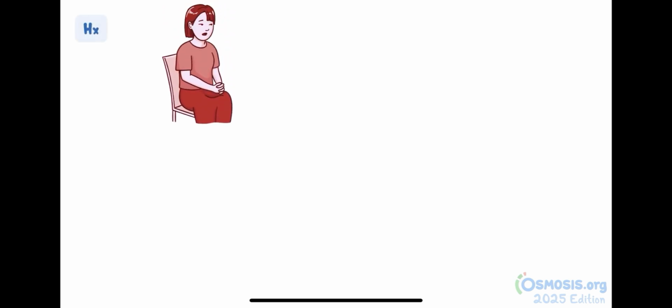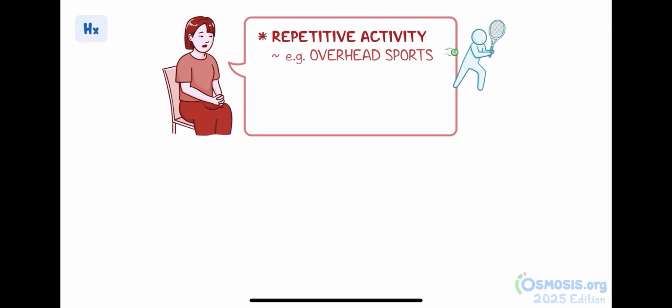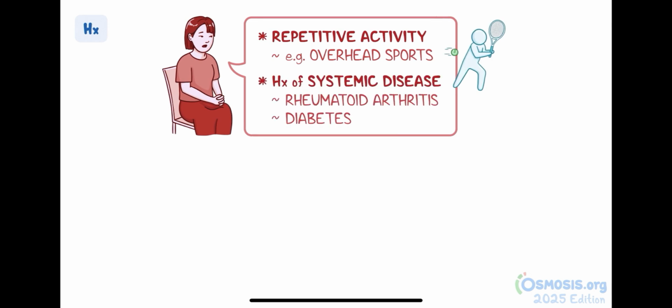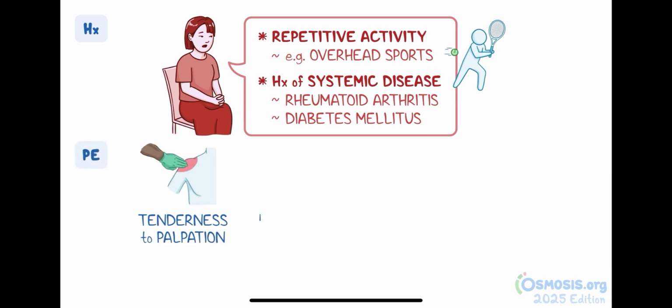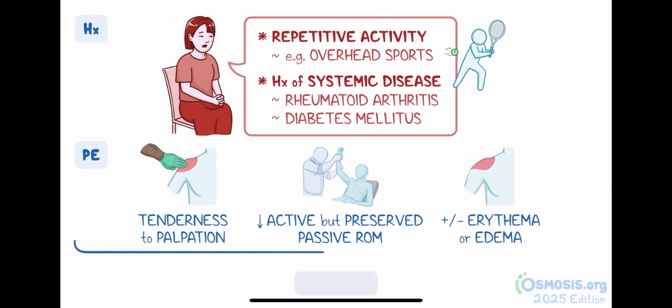Finally, let's discuss bursitis. In this case, patients will report doing repetitive activity, such as with overhead sports, and they may have a history of systemic disease like rheumatoid arthritis or diabetes mellitus. Examination will reveal tenderness to palpation and reduced active but preserved passive range of motion of the shoulder, sometimes along with overlying erythema or edema. With these findings, diagnose bursitis.